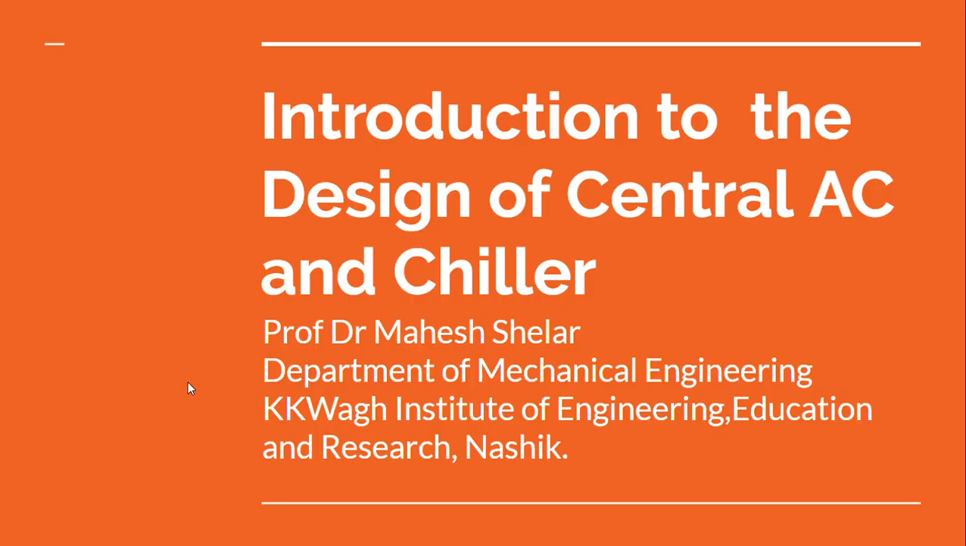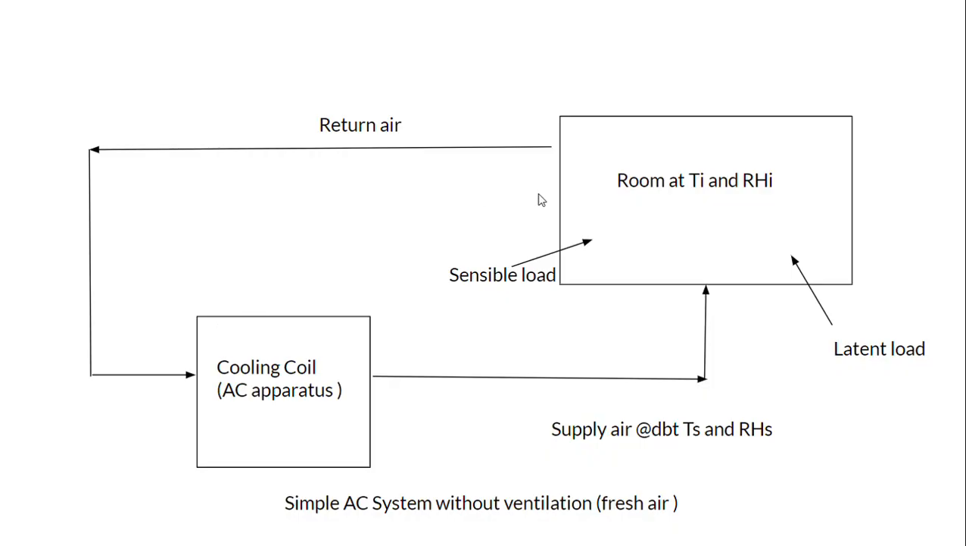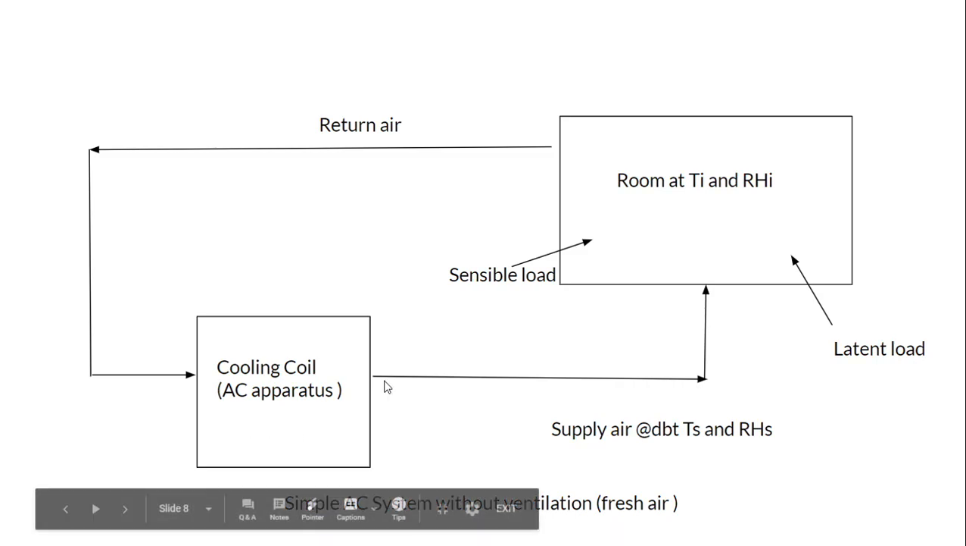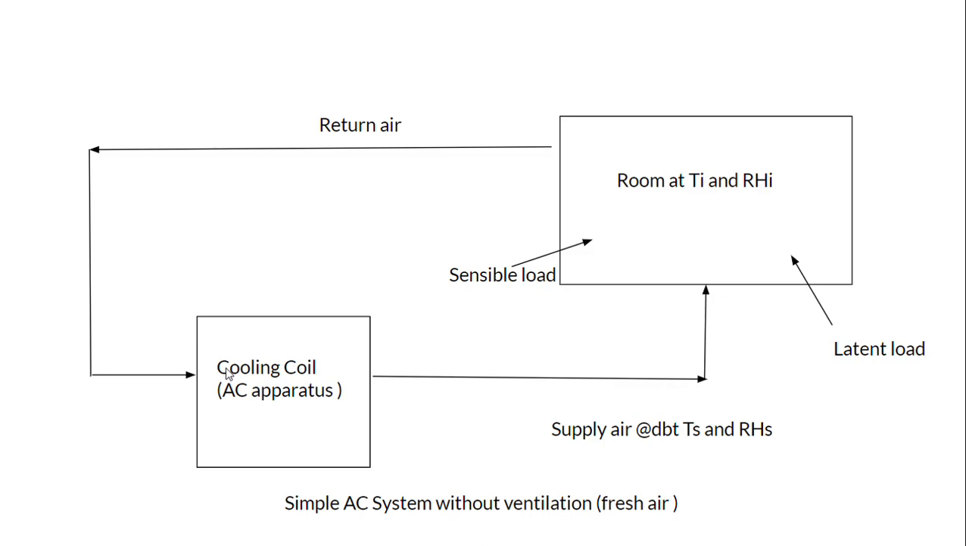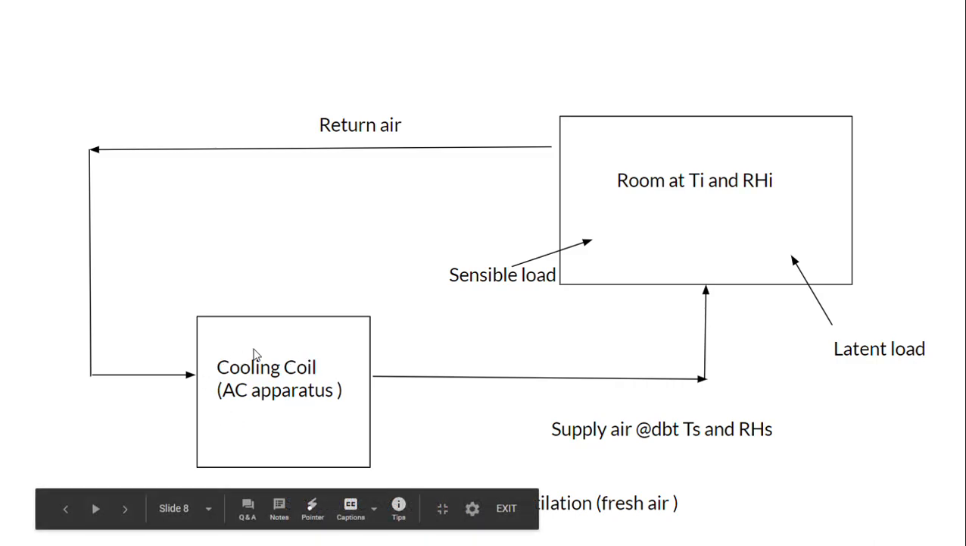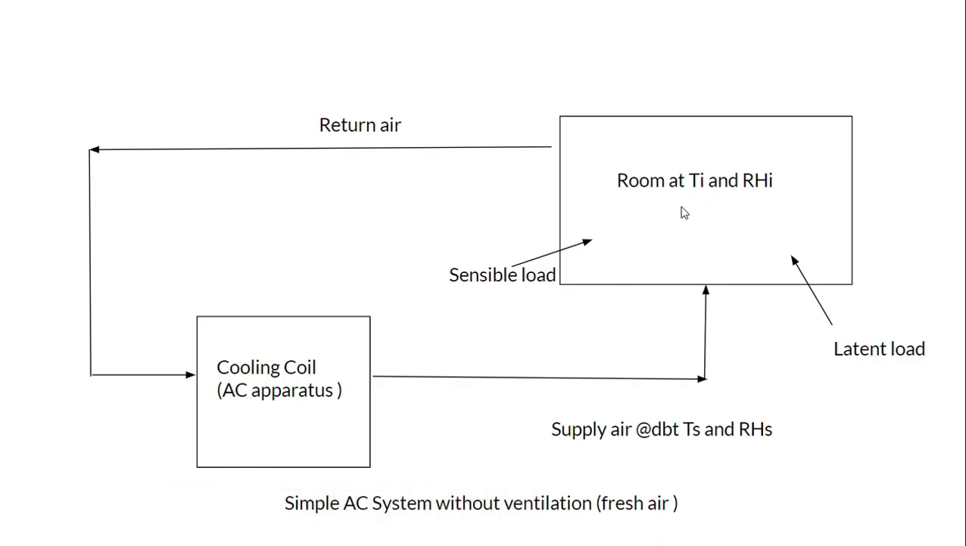Welcome back to the introduction to design of central AC and chiller system. We were discussing the schematic. Design of AC system would mean selecting the cooling coil, that is what capacity, what tonnage of AC system I should purchase from the market. Second thing is what should be the surface temperature of the cooling coil. Third would be what temperature finally would be the temperature of the supply air which would go to the room, and what would be its relative humidity, so that the occupants inside this room feel comfortable.